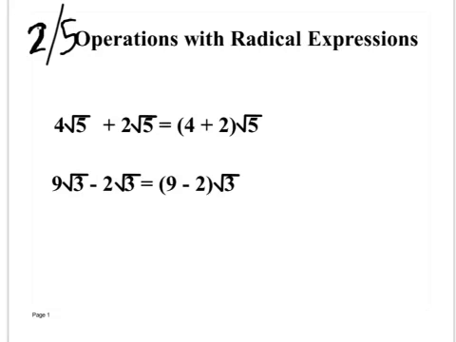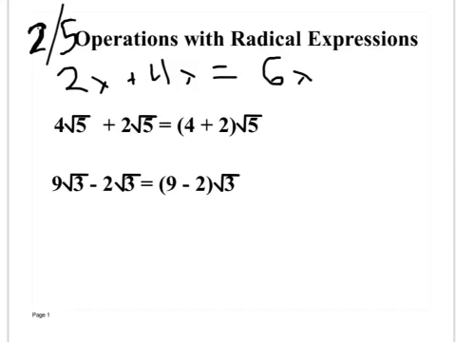Okay? Is this any different than this? No. What would we get? 6x. Is this any different? No. So we treat the square root of 5 like a variable. Okay, we just leave it as a square root of 5. We don't change it. We just add the numbers in front, just like if we had variables being added.